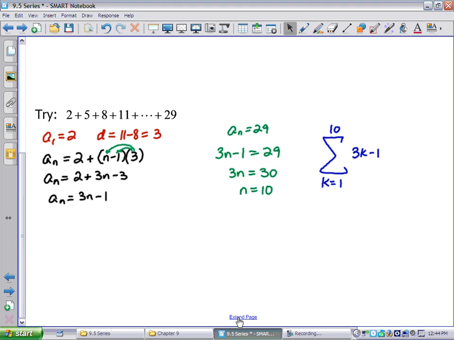All right, this concludes the summation notation and writing a sum using summation notation.